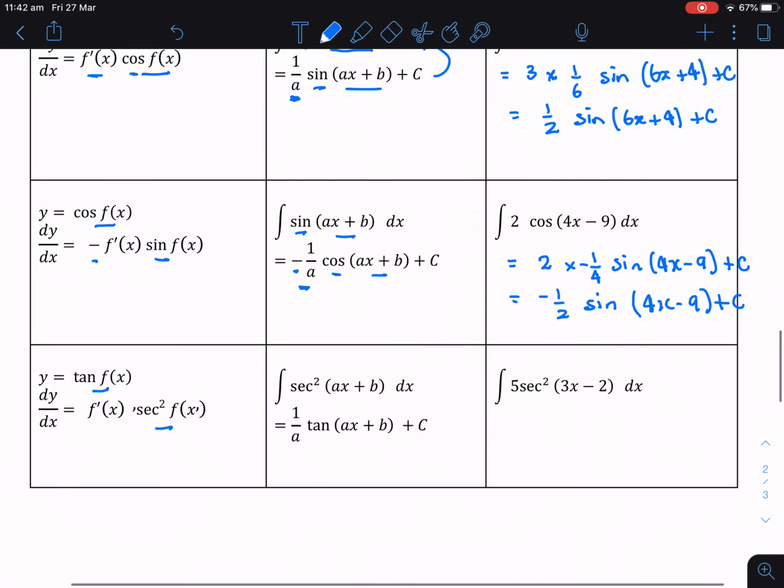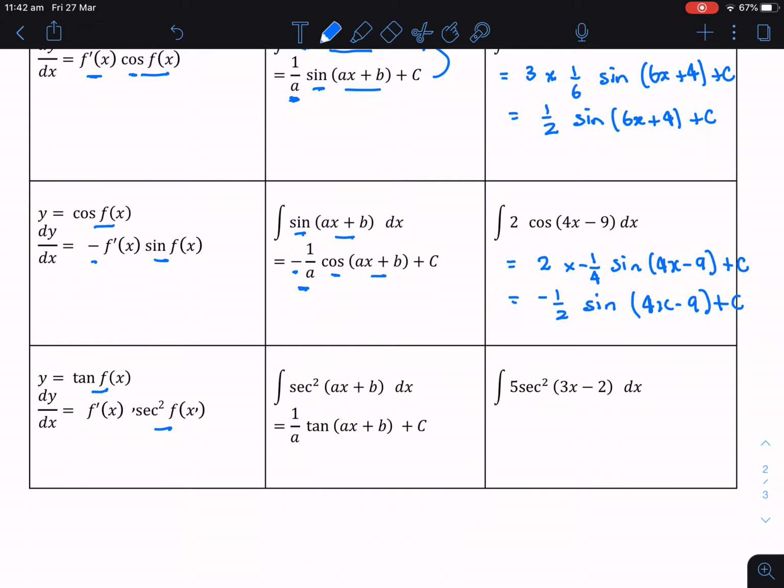Remembering that tan derives to secant squared, we're never going to integrate tan in this course. We're only going to integrate secant squared, and that's going to integrate back to the tan function with the 1 on a out the front again. So for the integral of secant squared in this part, we'd have the 5 out the front, and that gives us 1/3 of tan of 3x minus 2, plus the constant. So tidy it up to 5 on 3 tan of 3x minus 2, plus our constant.